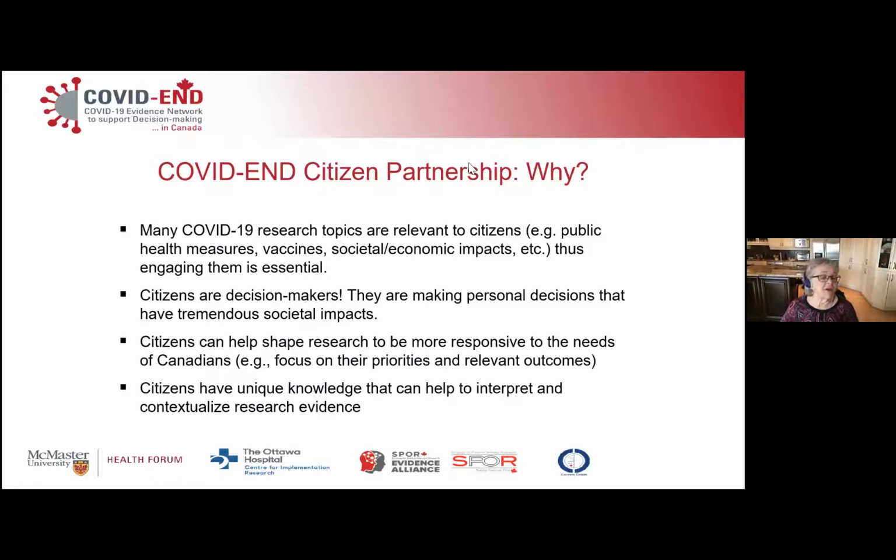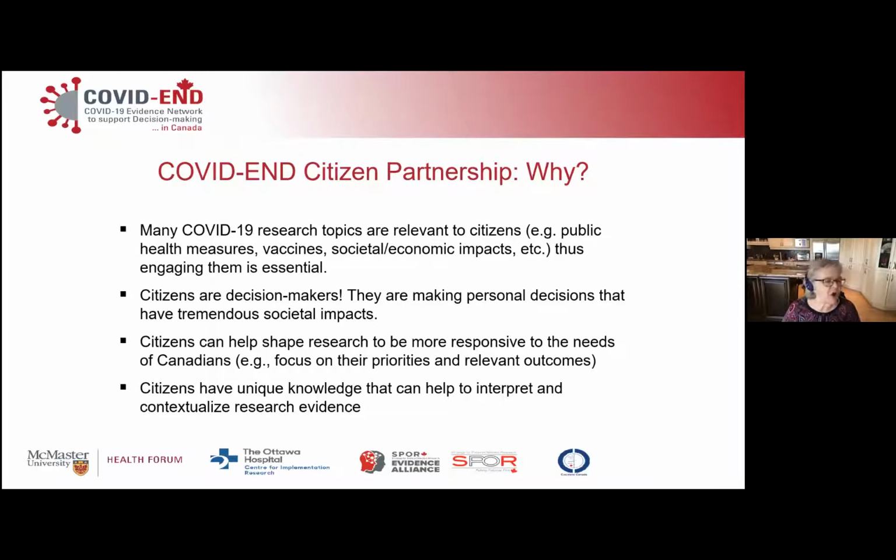So in Canada, we talk a lot about patient engagement, and in the CIHR definition of patient-oriented research, it really is patients and caregivers, and the citizens are not really in that definition. For COVID end, we had this huge public health crisis, so we had to expand to also include citizens. So that was very interesting because all of our resources are aimed at people with lived experience or their caregivers. That was a bit of a challenge. So all of the topics are relevant to citizens, and thus engaging them was essential. So that was one reason why I was committed.